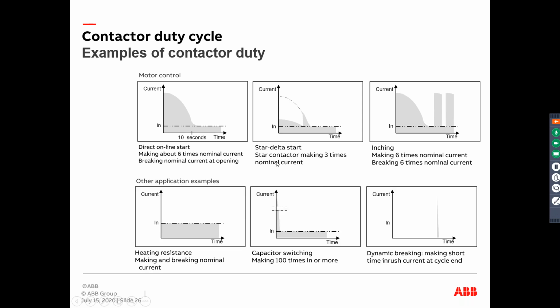We have some other applications as well. We have heating resistance, so making and breaking current is the same. It is the AC1 category. We have capacitor switching as well, which is around 100 times. We have special contactors for capacitor switching, which can handle making 100 times the current. The internal pole configurations are totally different. They are not flat, they are hook type, so they have no chance of welding.